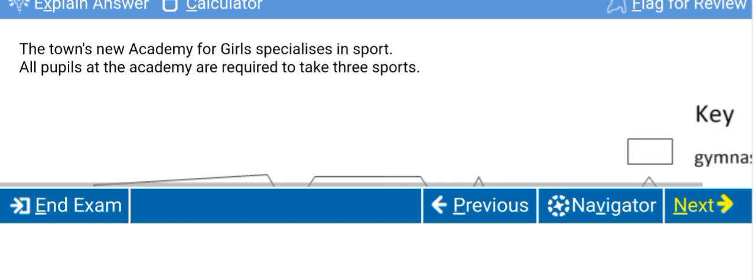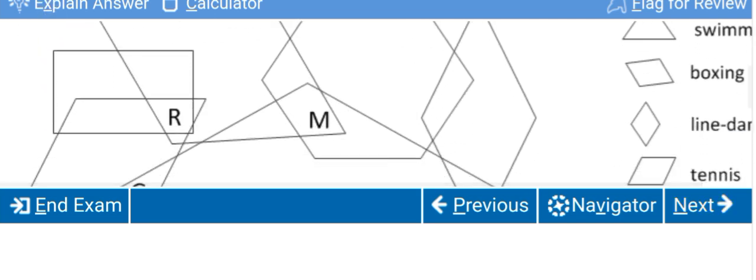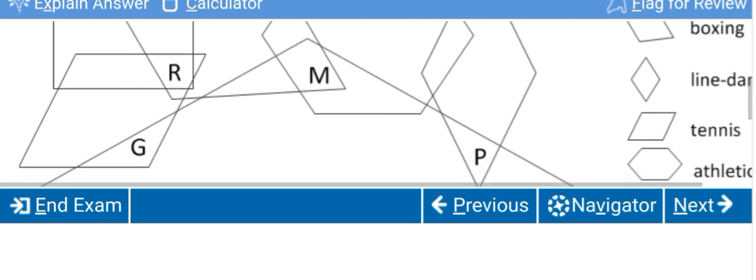Next question is that the town's new academy for girls specializes in sport. All pupils at the academy are required to take 3 sports. So here we have this diagram, and you can see which letter falls where and with which of the shapes.